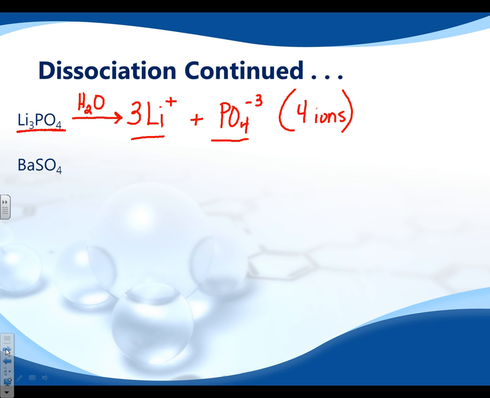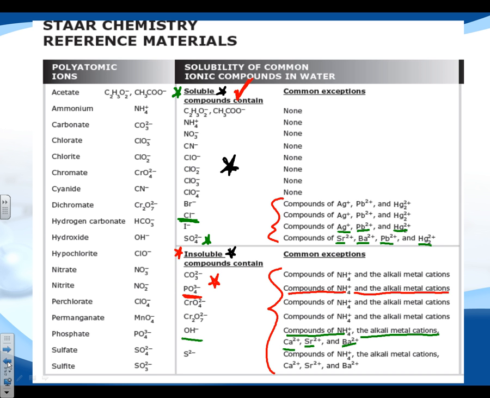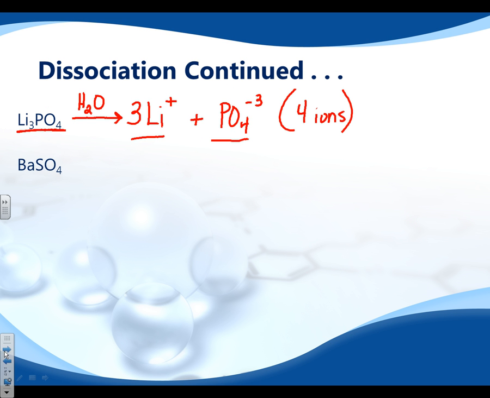Last example, barium sulfate, BaSO4. We know it's ionic because it contains a metal and a polyatomic ion in sulfate. So now all we need to do is look at the solubility chart. Find sulfate. Here it is. Sulfate is soluble, but there are some exceptions. If sulfate is bonded to strontium, barium, lead, or mercury, it's going to be insoluble. So I've got to go back. Barium sulfate. Sulfate is normally soluble, but it's bonded to barium, so therefore it is insoluble.